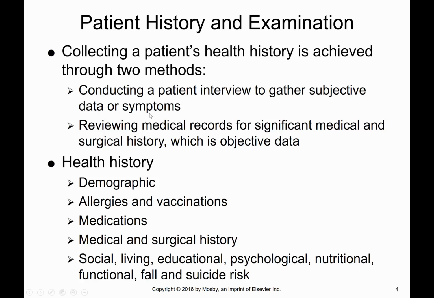So we do this interview and we gather information from our patient. We find out their demographics, allergies and vaccinations, what medications they're on, what is their medical history, and what is their surgical history. And family history. Family history is supposed to be in here too. I apologize, that's not listed. And then we also do a social interview, an activities of daily living interview, educational questionnaire, psychological evaluation, nutritional evaluation, a functional evaluation, a fall risk, and a suicide risk evaluation.